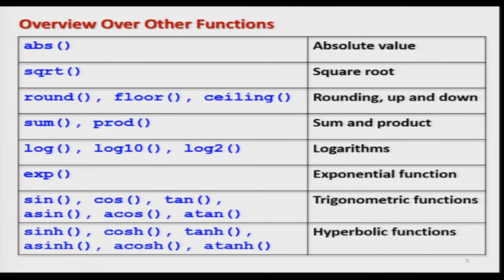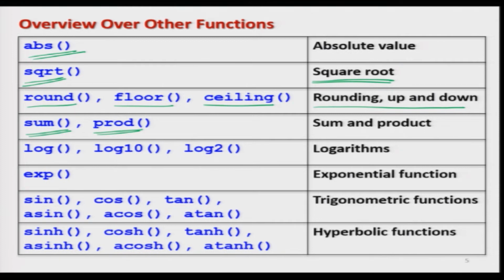Okay, so now in case you want to find out the absolute values, there is a function ABS, and inside the parenthesis you write the data. As a rule, I will always say just use the C command. Similarly, to find the square root, you have the command SQRT. For rounding up and down a number, we have the commands round, floor, ceiling. And to find the sum and product, we have the sum and PROD commands. That means if you write the numbers inside the parenthesis, they will give you the sum or product of those numbers.